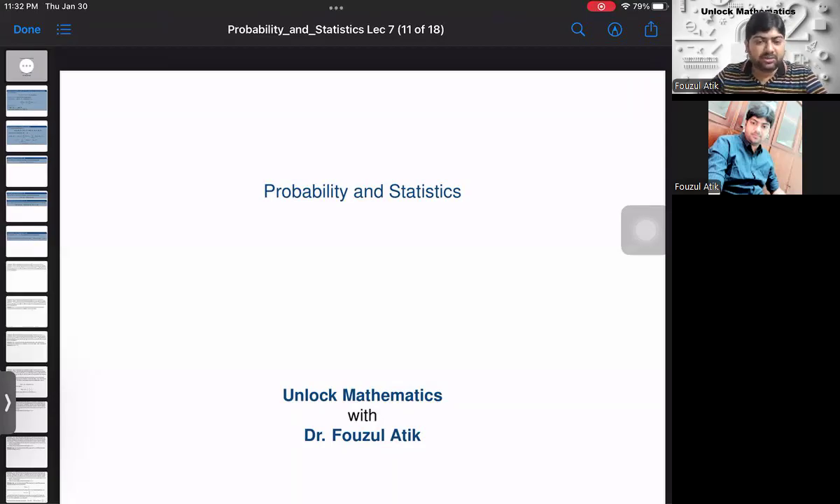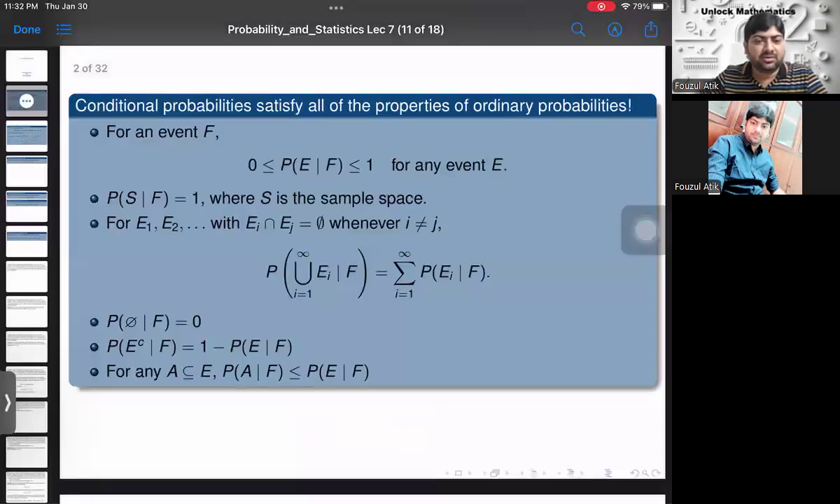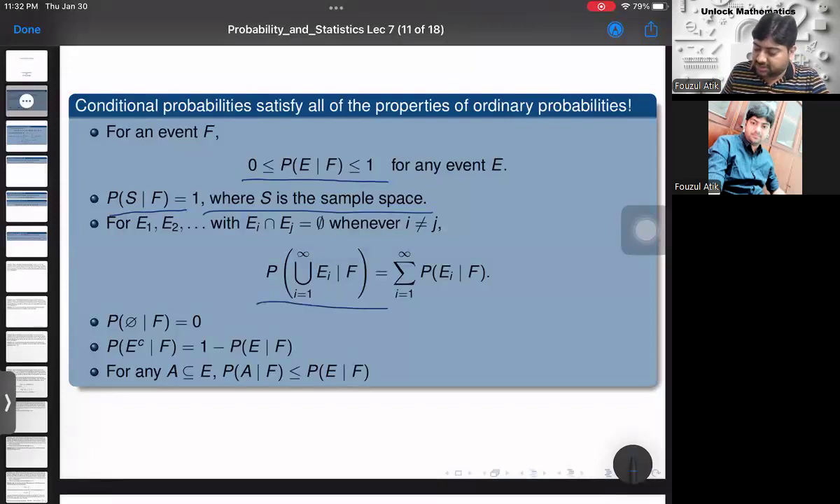So now we know some properties of probability. All these properties which are satisfied for ordinary probability will also be satisfied for conditional probability, right? Like the probability of an event is always a positive quantity and it should be within 0 to 1. The probability of the sample space given that another event has already happened is 1, right? So these are the axioms of probability we know, the three axioms, and they will also be satisfied for conditional probability.